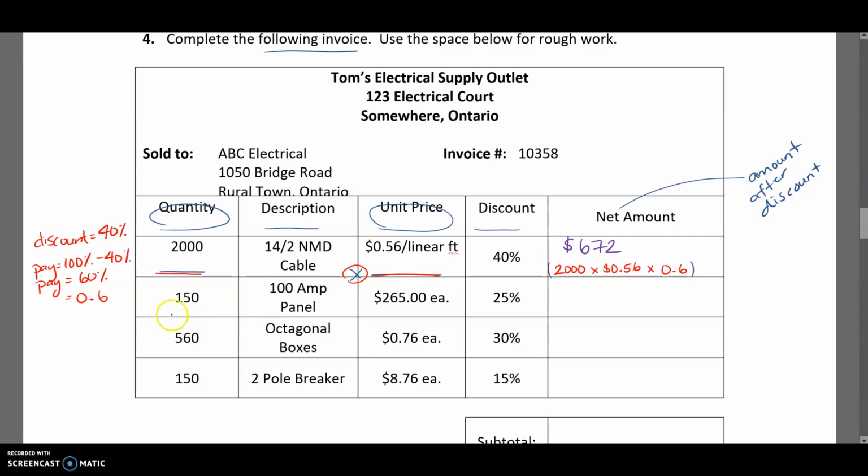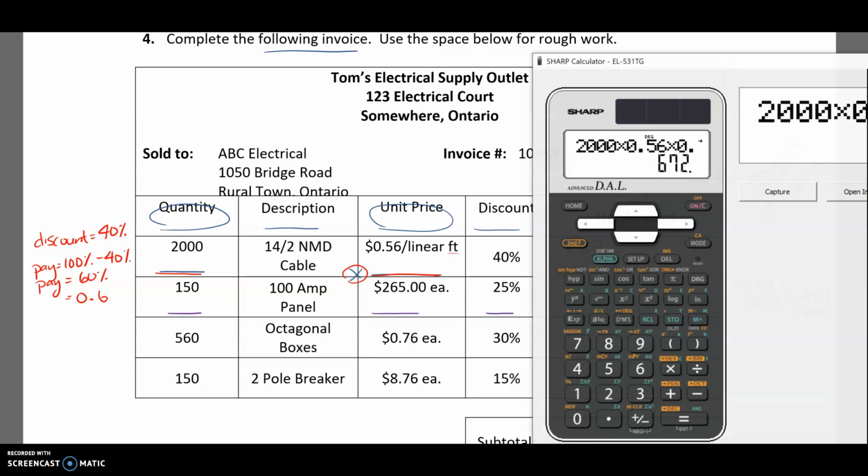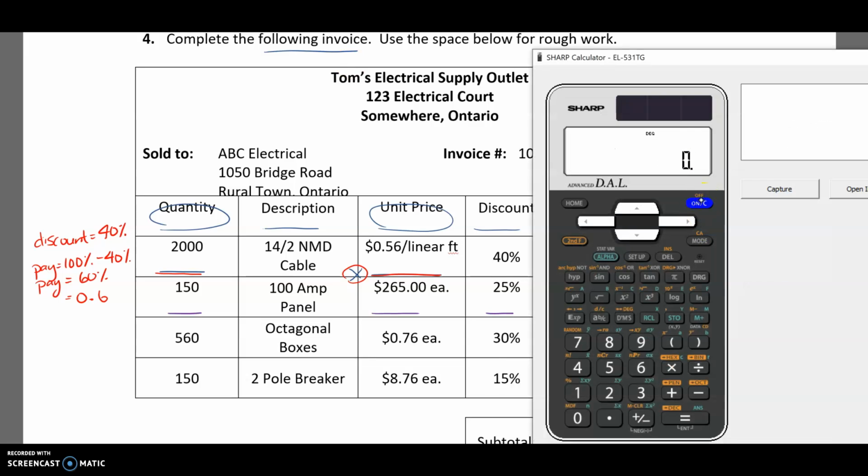In the next, we're buying 150 of these panels that cost $265 each, and we get a 25% discount. With a 25% discount, that means we're going to pay 100 minus 25, or 75%. As a decimal, that's 0.75. So I can do it in a single step on my calculator. 150, the quantity, times they cost $265 each, times the portion I'm paying, which is 0.75. And I get $29,812.50.